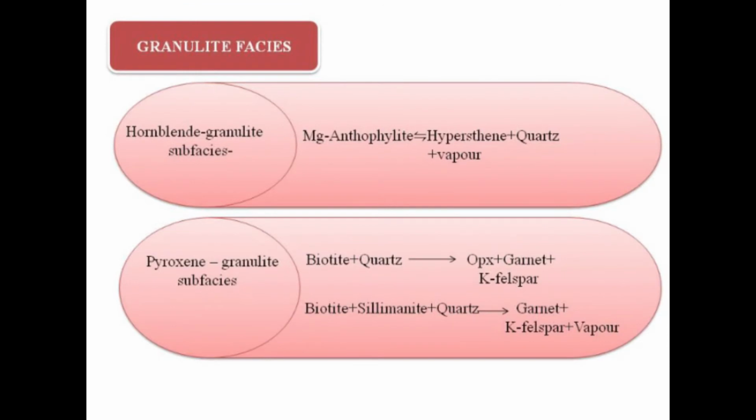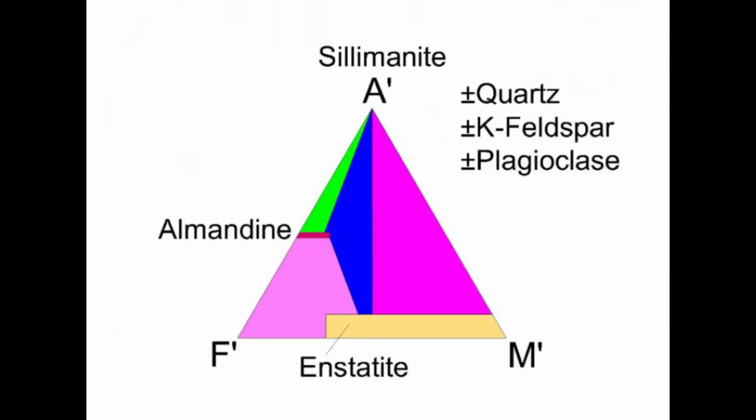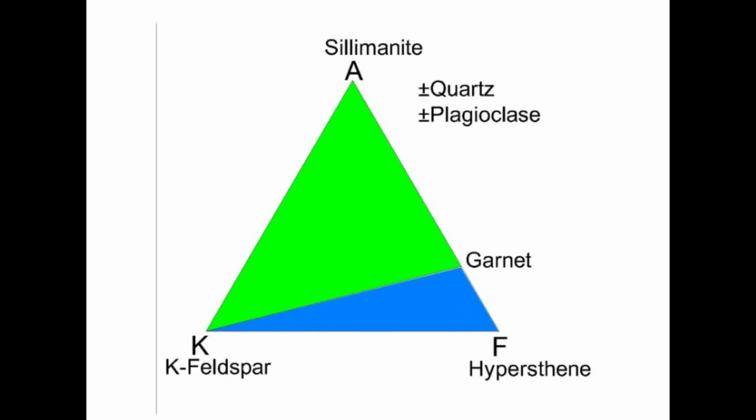The assemblages are: first, sillimanite, almandine garnet plus or minus potash feldspar plus or minus plagioclase plus or minus quartz, sillimanite-almandine gneisses. Second is sillimanite-almandine plus or minus incsitite plus or minus potash feldspar plus or minus plagioclase plus or minus graphite quartz, known as khondalite. The third is almandine plus or minus hypersthene plus or minus potash feldspar plus or minus plagioclase plus quartz, also known as almandine hypersthene gneiss or garnet bearing charnockite.